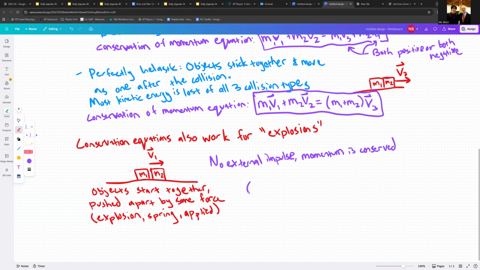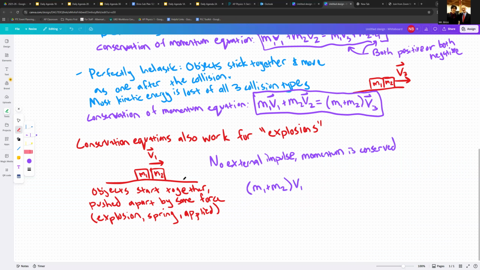Now, they start off together. So before this explosion, or whatever it is that pushes them apart, they start off combined. The objects together could be sitting there. It's possible that V1 is 0 and they're just not moving at all. And then a spring between them pushes them apart, or something explodes and pushes them apart. Whatever V1 is, it is 0 in some cases.